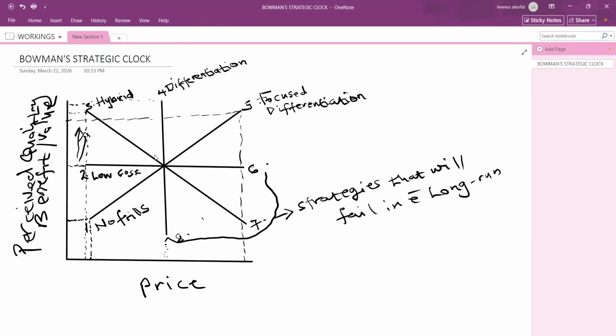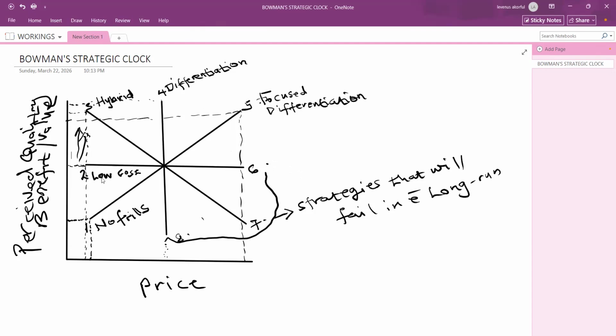Right. So Bowman said these five strategies are those strategies that would help an entity to gain competitive advantage over its contemporaries or competitors. Now let's come here. You see, this one he described as the strategies that will fail in the long run. So I'll talk about them briefly. You see, point six, when you plot, it will be what? An average quality, but at an above average price.